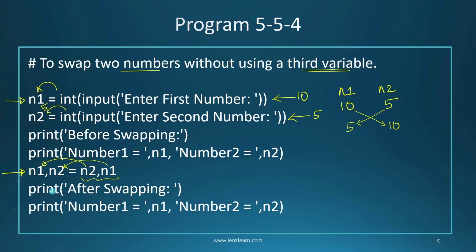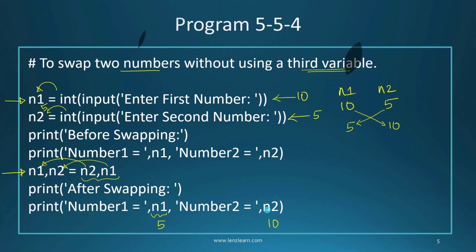And after that you can print the result, print after swapping. Now you print number 1 equal to n1. Right now the value of n1 is 5, and number 2 is equal to n2. Right now the value of n2 is 10. Without using a temp variable, we have just exchanged the value between n1 and n2.